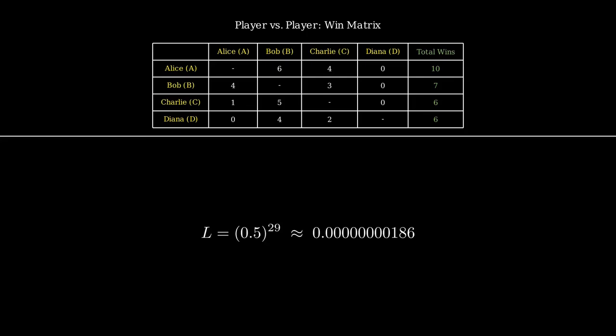Another way to think of it: imagine flipping a coin, and the probability of getting heads is 0.5. The probability of getting heads 5 times in a row is 0.5 to the 5th power, which is 0.03125. About a 3% chance of that happening. So now, in this particular example, imagine flipping a coin and getting heads 29 times in a row.